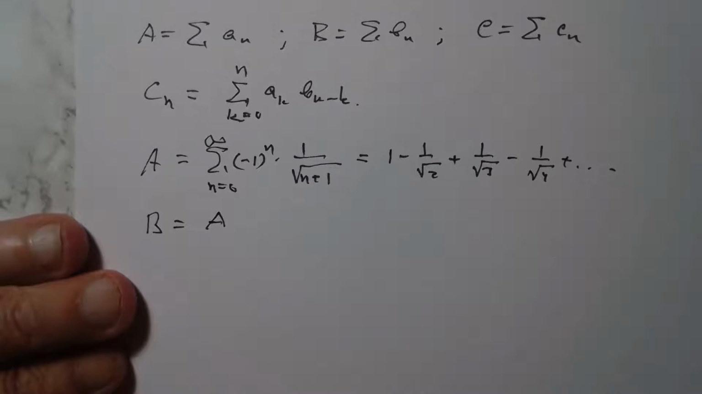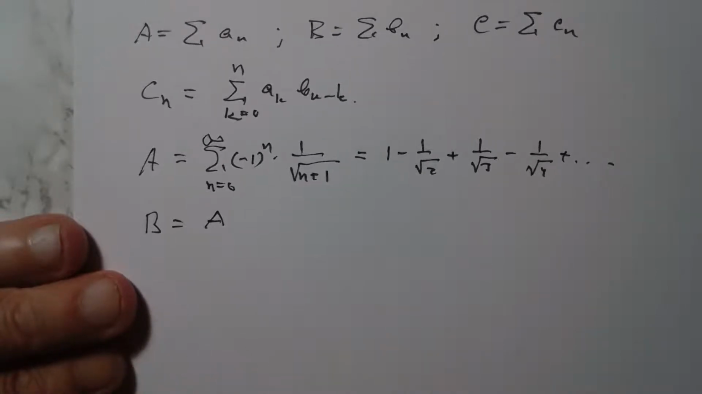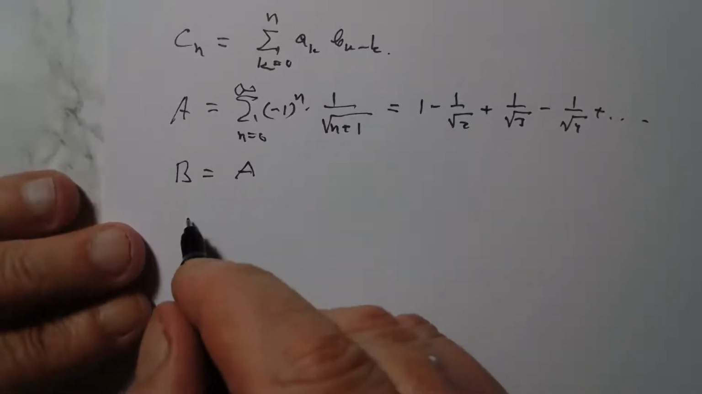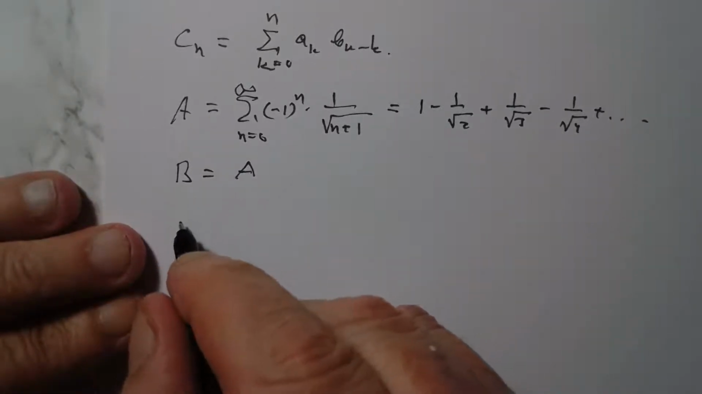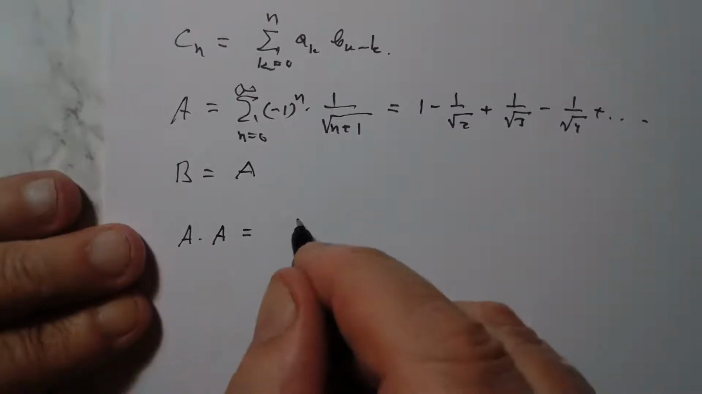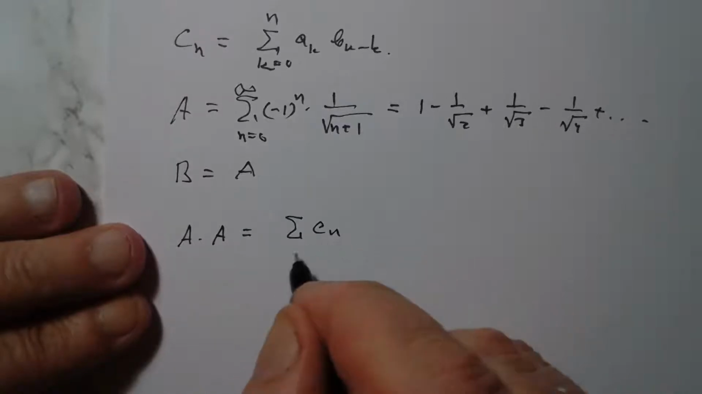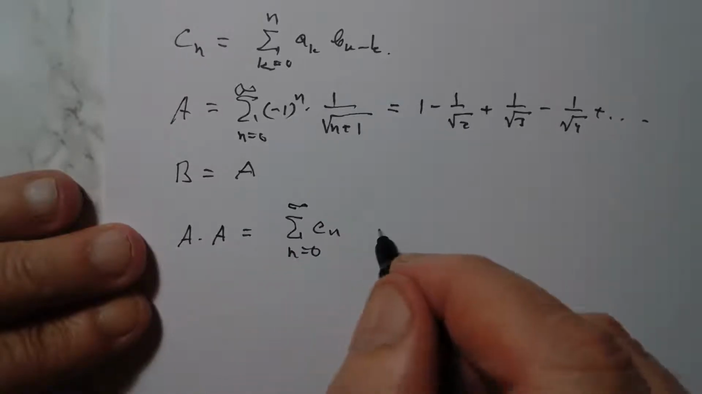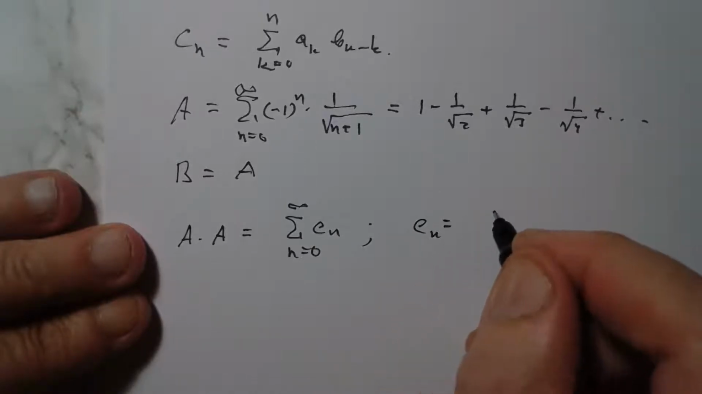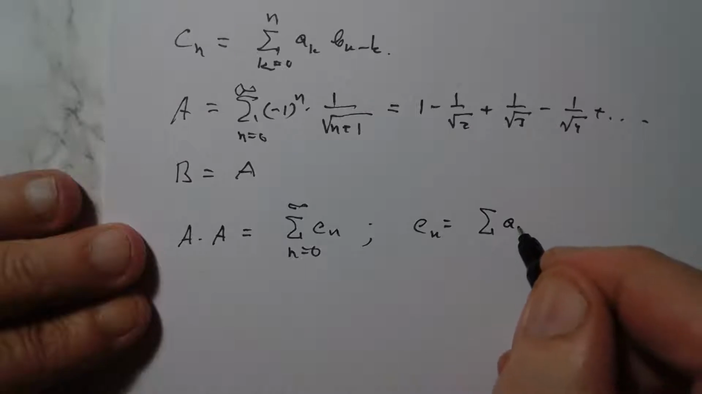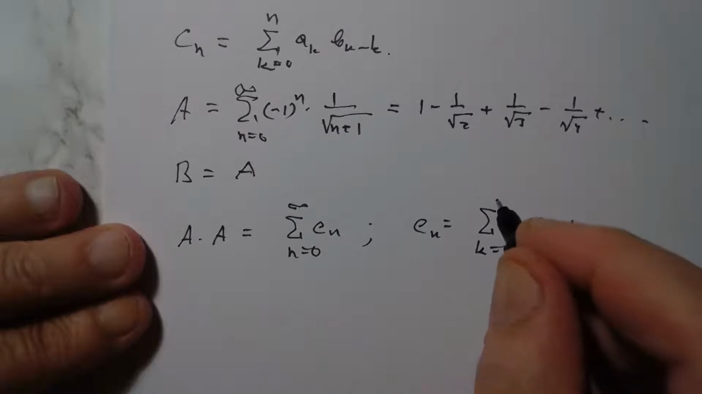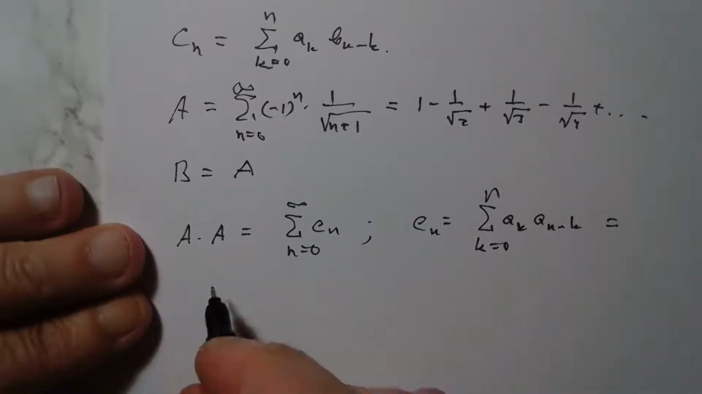Okay, and what I'm going to do is I'm going to try to multiply A by A and see what's going to happen. So if I'm multiplying A by A, I will have the series that look like this. A times A will give me the series Cn, n from 0 to infinity, where my Cn is equal to the sum of Ak An minus k, k from 0 to n. And let's see what that gives me.